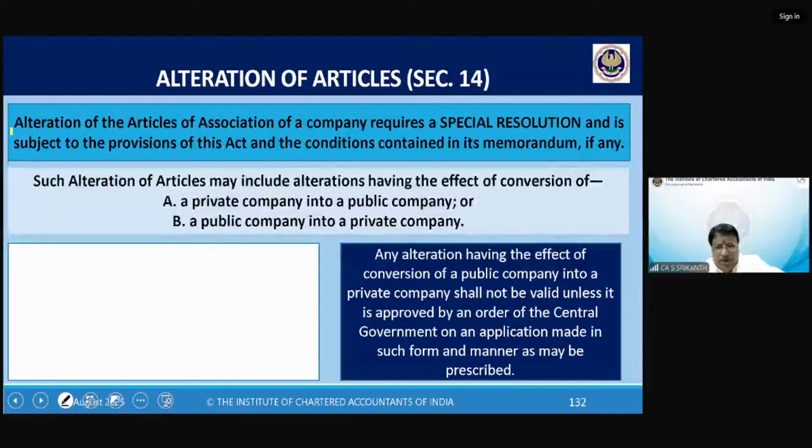See, private to public, no problem. Go, enjoy. I have no problem. But if a public company is now trying to come back to private status, trying to enjoy the privilege of a private company, you have to go to the central government, apply, and get approval. You got it? Private to public, no problem. Public to private, no.